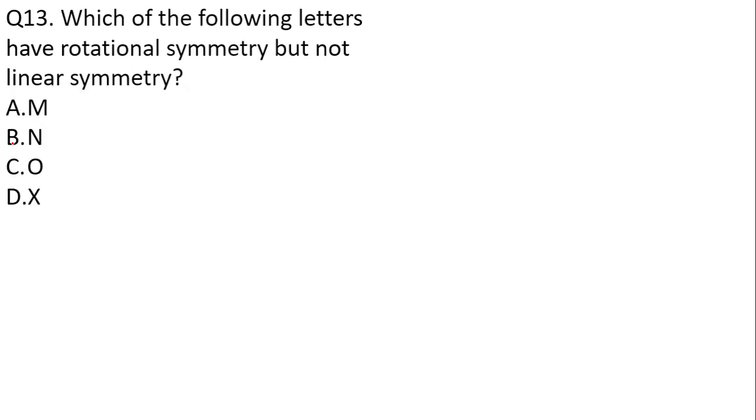Moving on to the next question. Which of the following letters have the rotational symmetry? If you look at all the letters given in the option, we have to find the letters which have rotational symmetry, but not the linear symmetry. If you look at the letters M, N, O, X, all the letters over here other than N are having linear symmetry, but they are not having the rotational, but the N is the letter which is having the rotational symmetry, hence the answer for the given question is option number B.